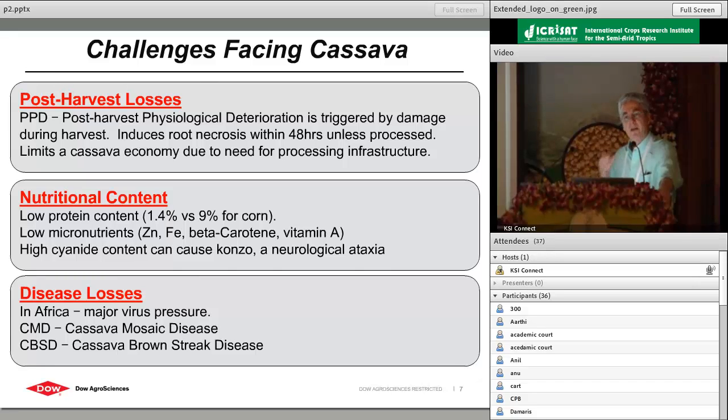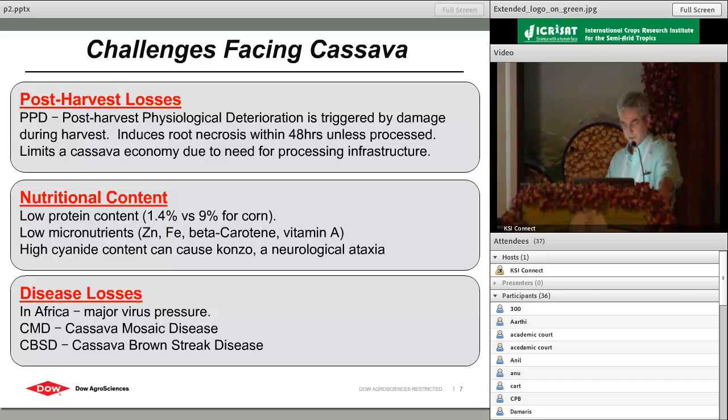There are 3 main areas of research being focused on cassava improvement over and above traditional just yield improvement. The first is post-harvest loss, which is a real constraint in cassava because when you harvest a cassava plant root, small damage happens to the root. And this triggers a physiological deterioration of the root quality, such that within 48 hours it's pretty much unusable. So this really constrains the use of cassava in an economic way because you need infrastructure to be able to process it very rapidly. And so that kind of limits it to local consumption for the most part without the appropriate infrastructure.